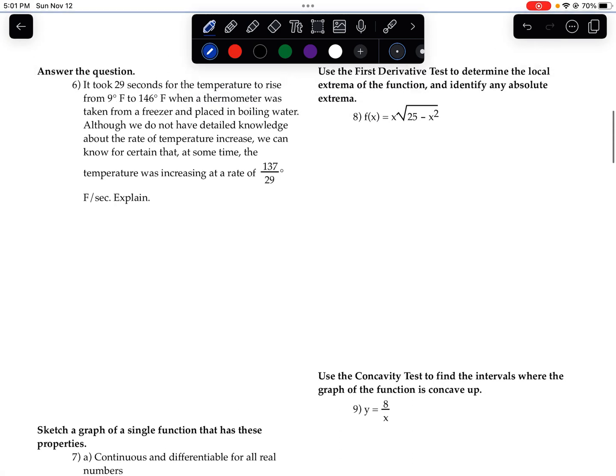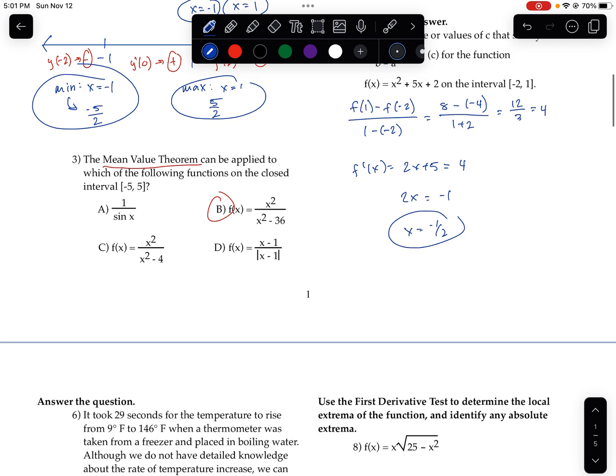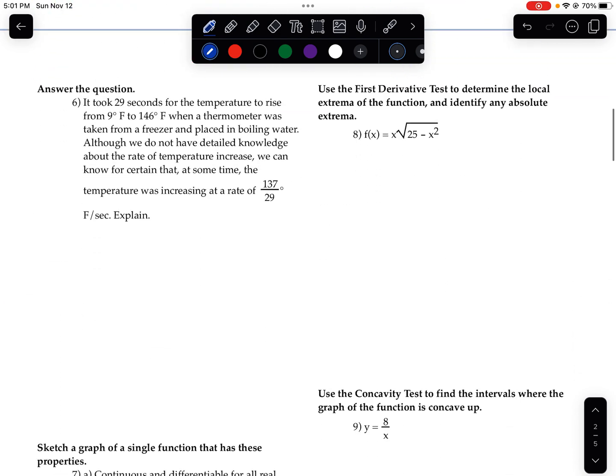Alright, so here's going to be page 2. Question 6 is still having to do with the mean value theorem, where we picked off from questions 3, 4, and 5.